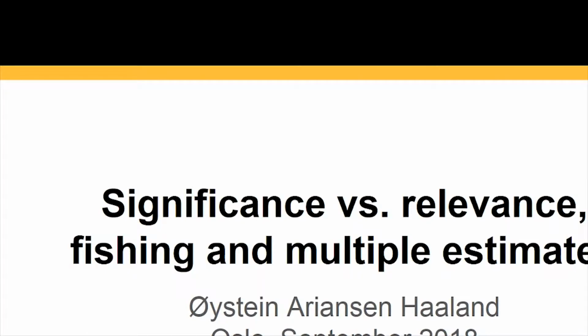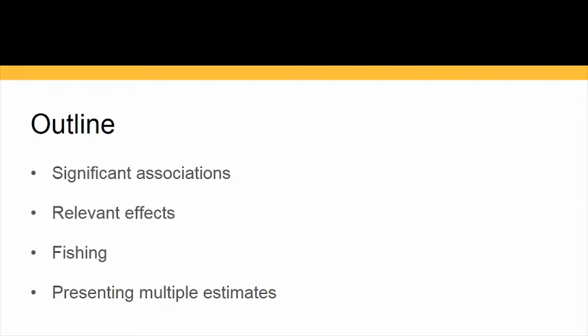Hi, this is Øystein, and this lecture is on significant versus relevant findings, fishing for p-values, and a little bit on how to present and interpret multiple estimates that you may get from your analysis. This is the outline, and as you can see, we'll start by talking about significant associations, and then move on to what is meant by a relevant effect. These two subjects sort of belong together.